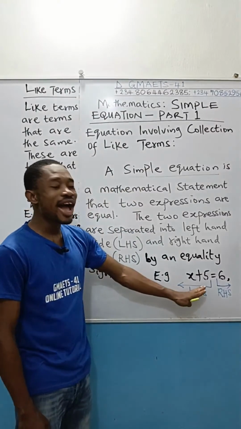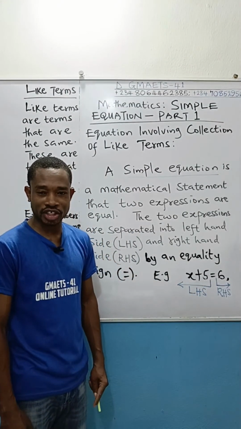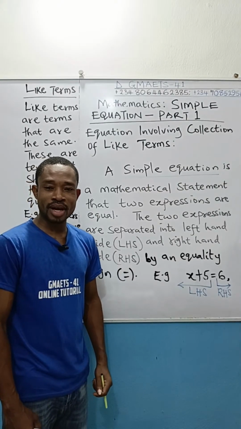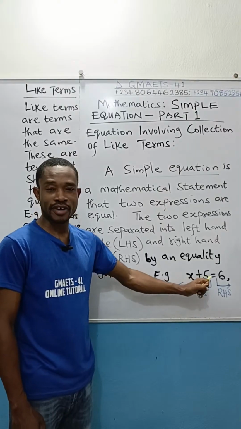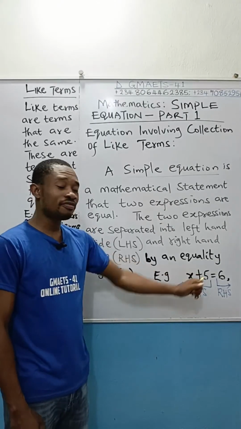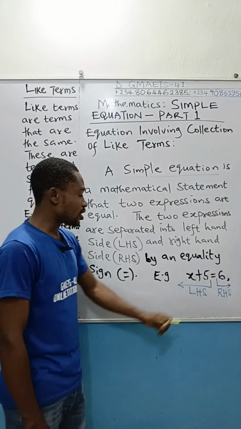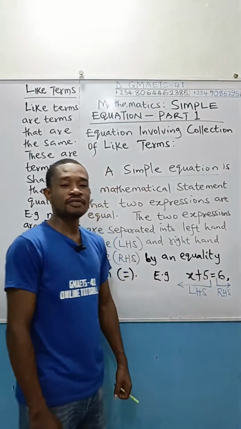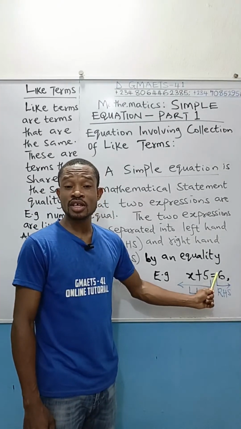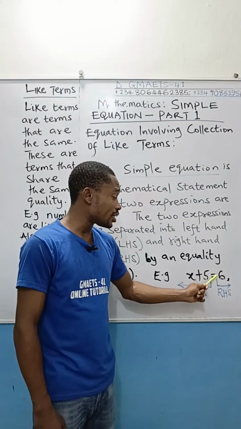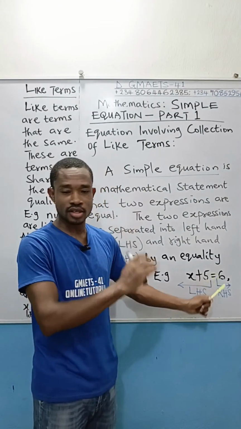So what do we have on the left-hand side of this equation? What is the expression there? What is the mathematical statement there? X and plus 5, they are on the left-hand side. Then on the right-hand side, we have plus 6. This 6 standing like this is plus 6. That is why there is no minus here. That's 6 alone there.